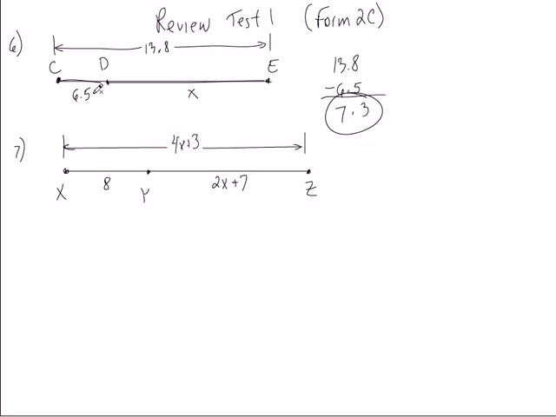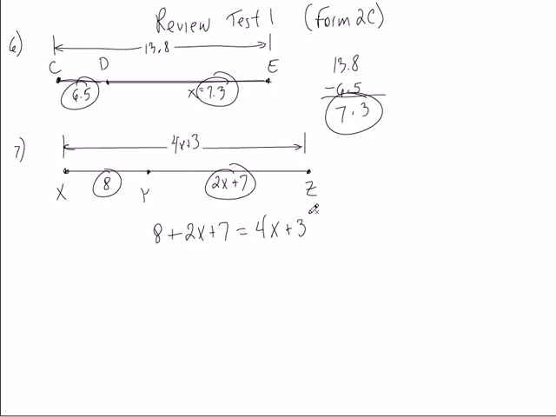Now look what we did up here. The 6.5 and the 7.3, what did they do to become 13.8? What math did you do with these two numbers to get the whole thing? You added them, didn't you? So look at this. What do you do with this and this to get the whole thing? You add them up. So it's 8 plus 2x plus 7. Those two add up to be 4x plus 3.